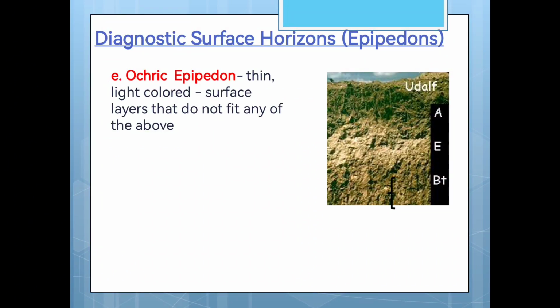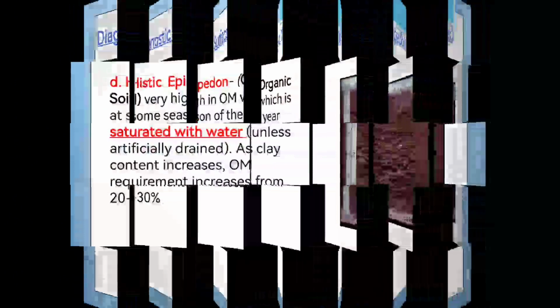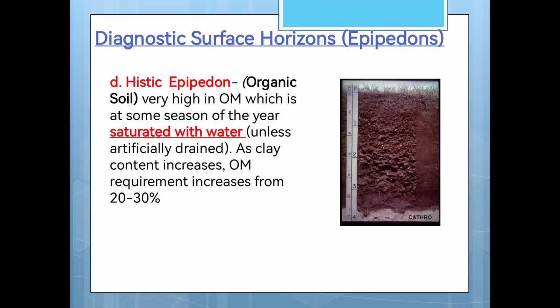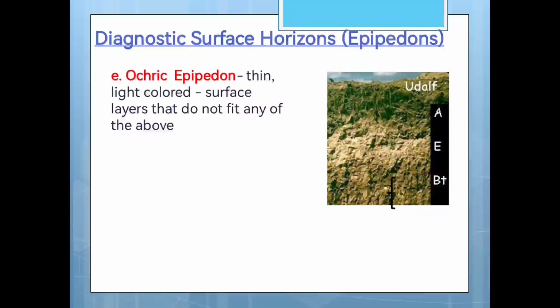Then we also have ochric epipedon. Ochric epipedons are thin, light-colored surface layers that do not fit any of the above. So, hindi siya katulad ng molic, hindi siya katulad ng anthropic, hindi siya katulad ng umbric, at saka hindi siya katulad ng histic epipedon. So, this is ochric epipedon.